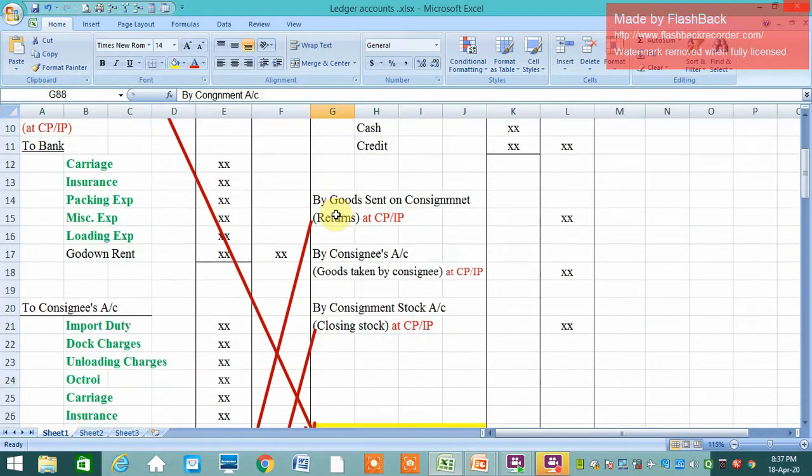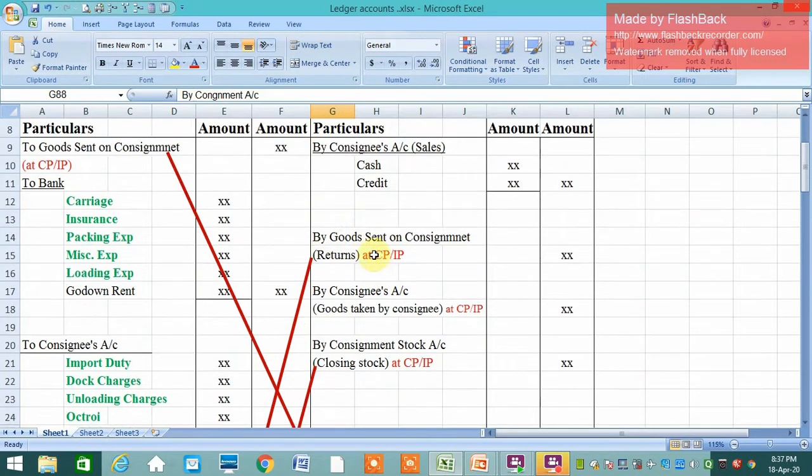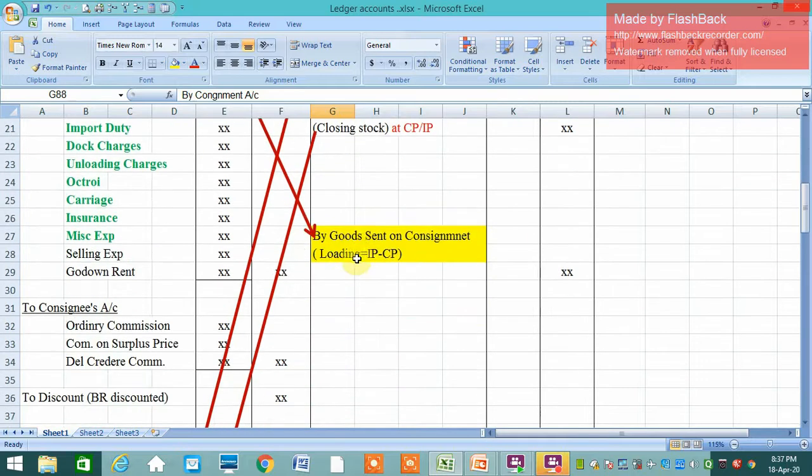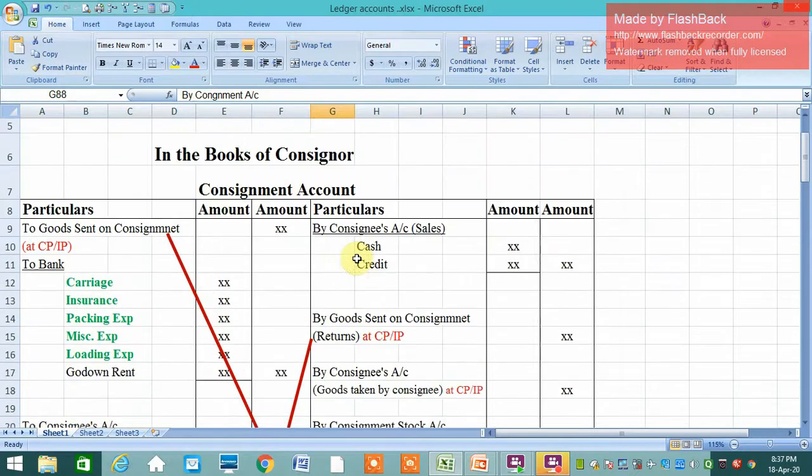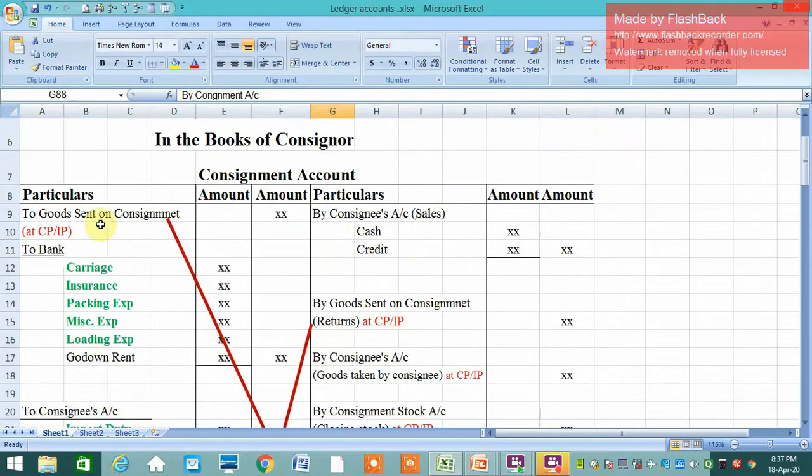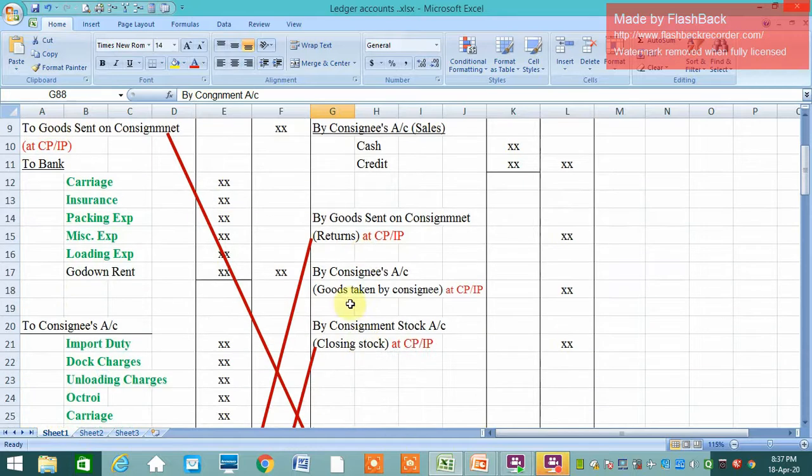Then goods sent, then returns are there. Sometimes the consignee returns goods to the consignor. That time, by goods sent on consignment account, you have to record returns. Again, this will be recorded at CP or IP. If you are recording it on IP, loading will come on the debit side of this account. So when goods are sent to the consignee, it will come on the debit side. When goods are returned by the consignee, it will come on the credit side.